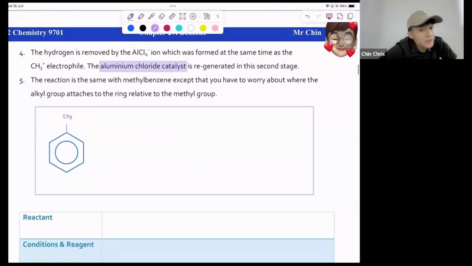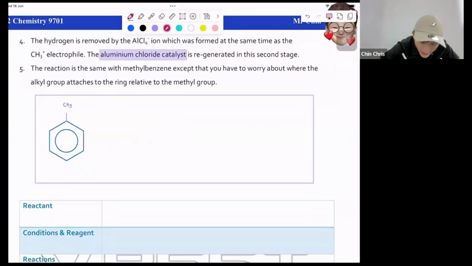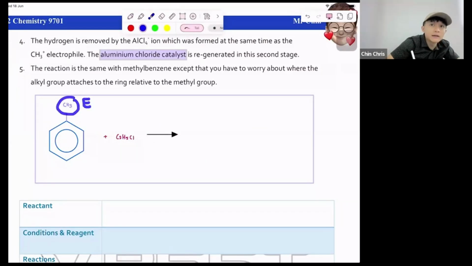Okay, so guys, let's say you have a methyl group, and I'm trying to add maybe a C2H5Cl here. Do you still remember what I mentioned about electron donating groups? This is an electron donating group, EDG. Do you still remember which positions EDG will activate? 1, 3, 5 or 2, 4, 6?